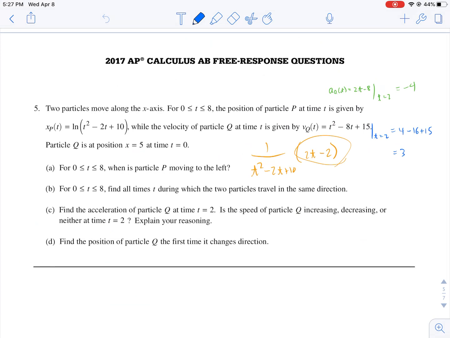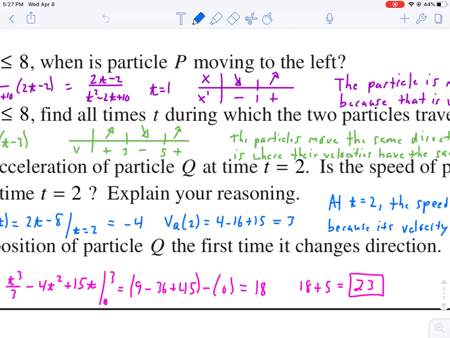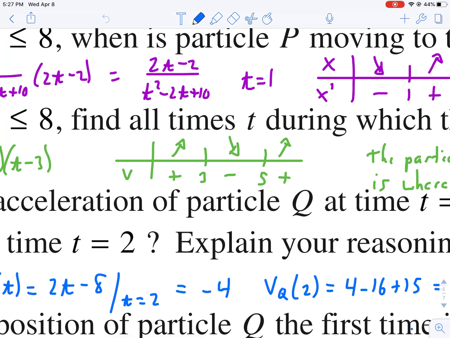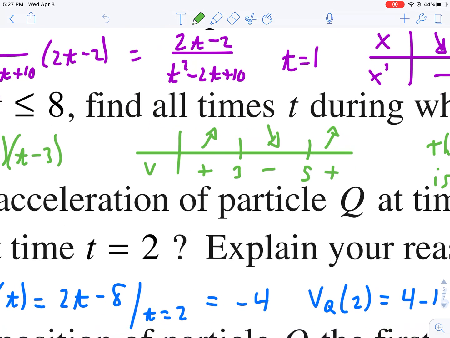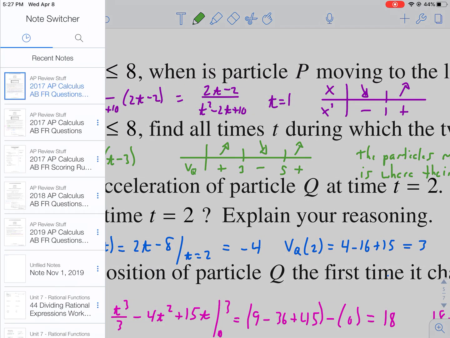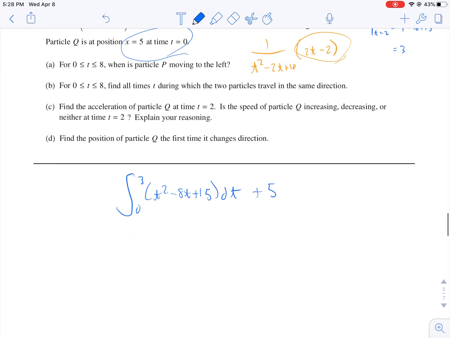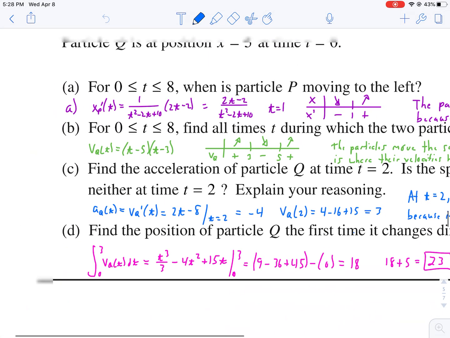And then find the position of particle Q the first time it changes direction. So going back to this, particle Q first changes direction at 3. This was v sub q right here. Okay, so we're looking for the position of the particle at 3. Remember, position is the integral of velocity, so we're going to do the integral from 0 to 3 of t squared minus 8t plus 15. That'll give us our displacement, and then you have to add in the initial position, which for q is 5. So you add in a 5, and then I'll show you the antiderivative here.